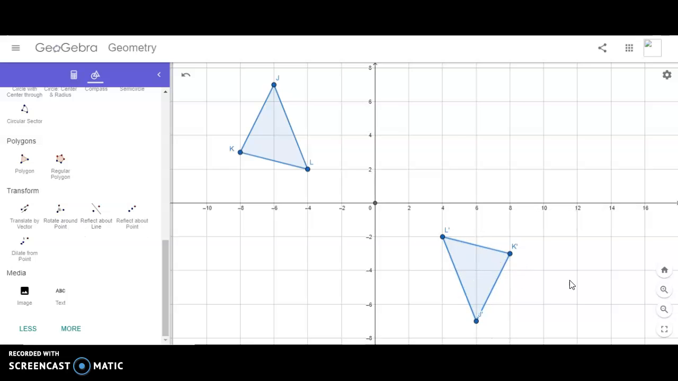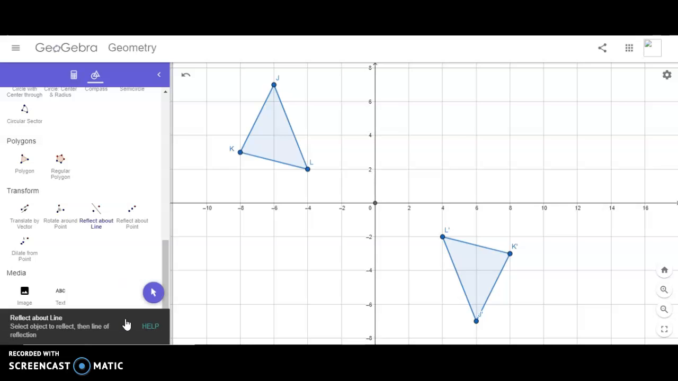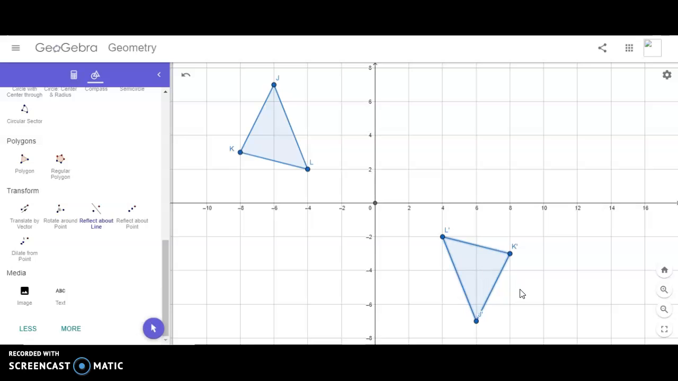The transformation I'm going to perform on this triangle is a reflection across the x-axis. So I'm going to click on J prime, K prime, L prime, and reflect it across the x-axis.